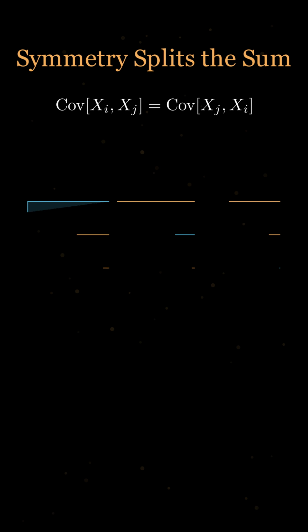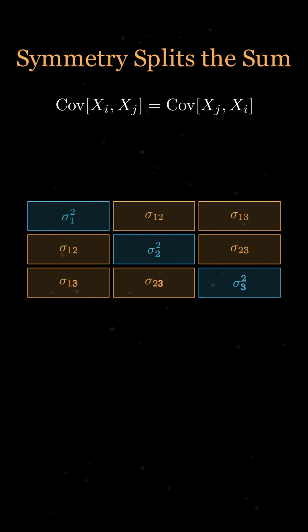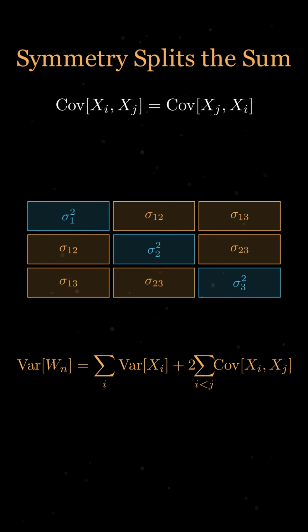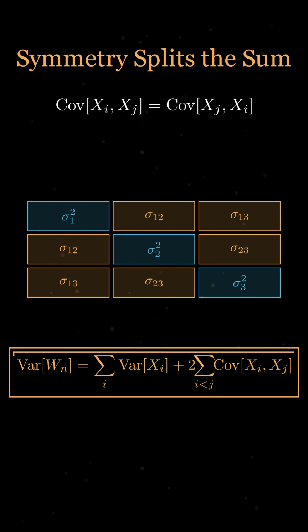The covariance matrix is symmetric. Cov(Xi, Xj) equals Cov(Xj, Xi), so every off-diagonal entry appears in a mirror pair. Collect the n diagonal variances in one sum and count each off-diagonal pair once, multiplied by 2. The formula follows immediately. Special case, independence.